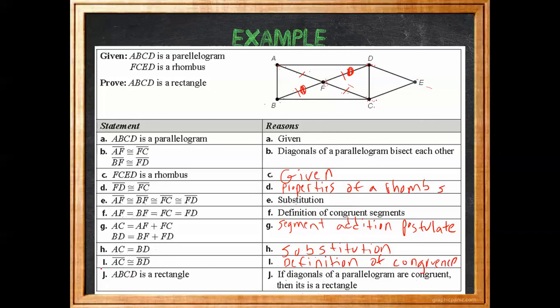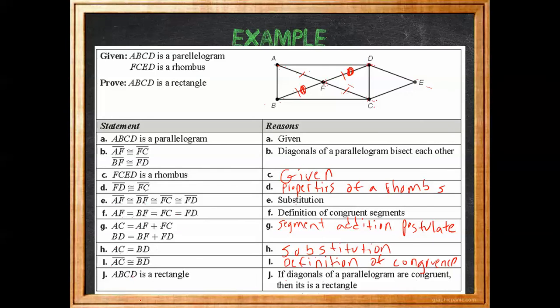And because AC is congruent to BD, we know that ABCD is a rectangle because diagonals of a rectangle are congruent. And that is the end of understanding quadrilaterals.